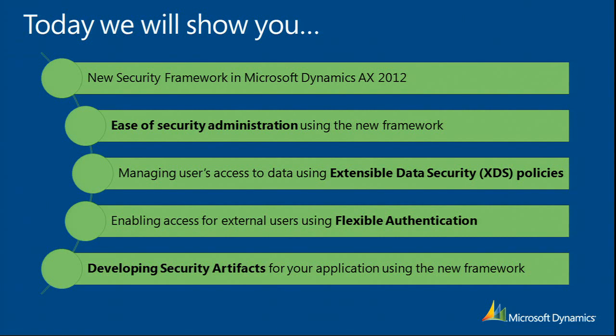Also, we have a new feature called extensible data security. If you remember record-level security, which provided data security in AX 2009, it was very limited. But with the new data security feature, it's much more powerful, it's much more reliable, and it's much more flexible as well. The next one we're going to look at is flexible authentication. What we heard from you in the past is if you wanted to enable access to external users, it was a really painful process. But with flexible authentication and claims-based authentication, the process of enabling access to external users is much more simplified now. And finally, we'll also look at how you as a developer can leverage the new security framework to develop your security artifacts.